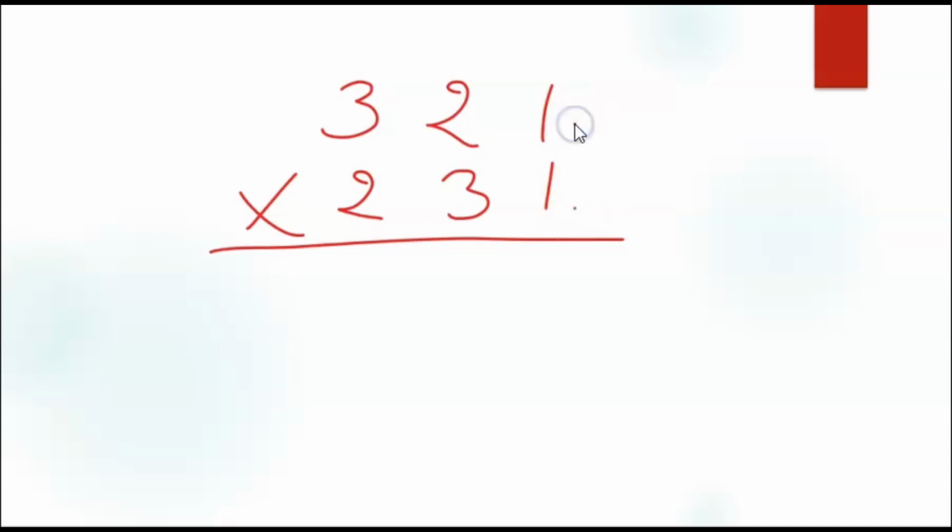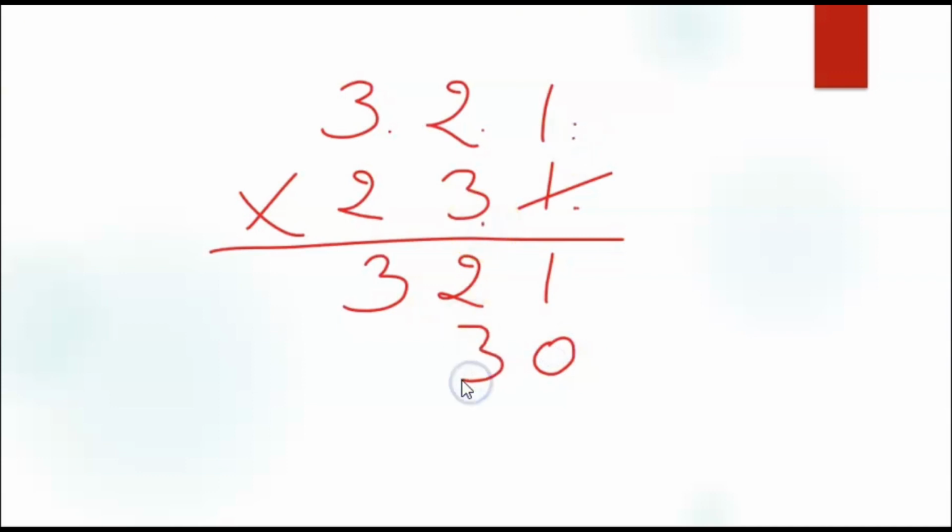So 1 times 1 equals 1. 1 times 2 equals 2. 1 times 3 equals 3. We are done with number 1. I'm crossing it off so you don't get confused. Next, we're going to multiply with number 3. But before that, remember, we always put a 0 at the ones place. So 3 times 1 equals 3. 3 times 2 equals 6. 3 times 3 equals 9. We are done with number 3 as well. We're going to move on to number 2.